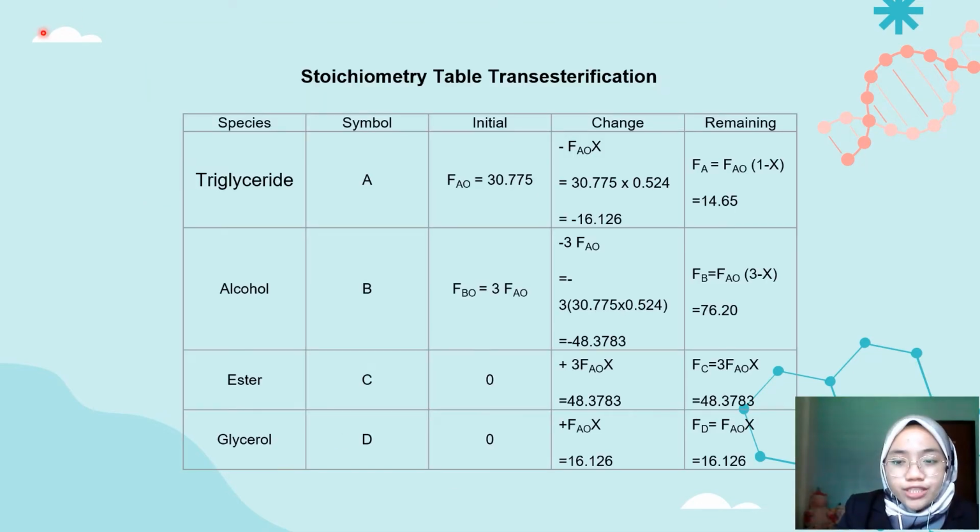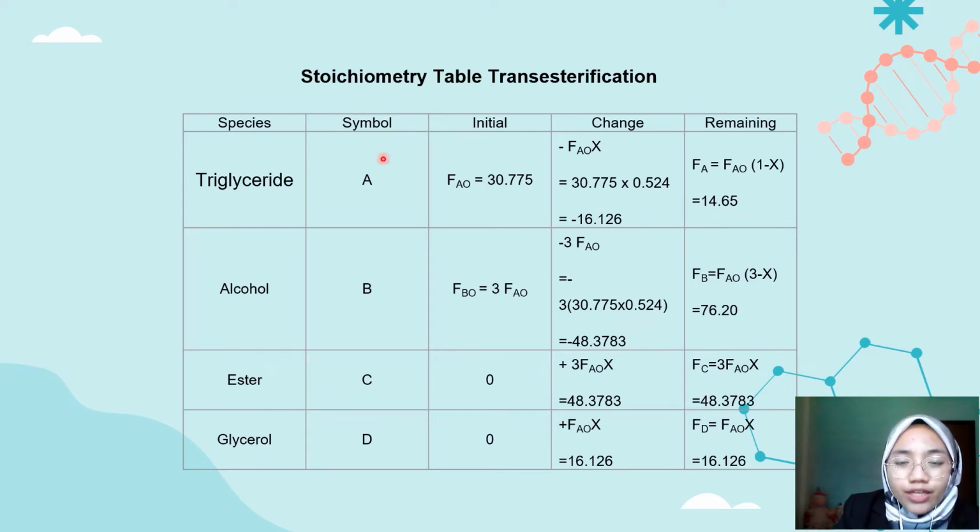So to know more detail regarding the design to produce the oil, we can construct the stoichiometric table for transesterification, with the flow rate of the triglyceride and alcohol as mentioned in the reference, which is 1 to 3.1 mole per second, and also the conversion of the triglyceride is 0.5 to 4.